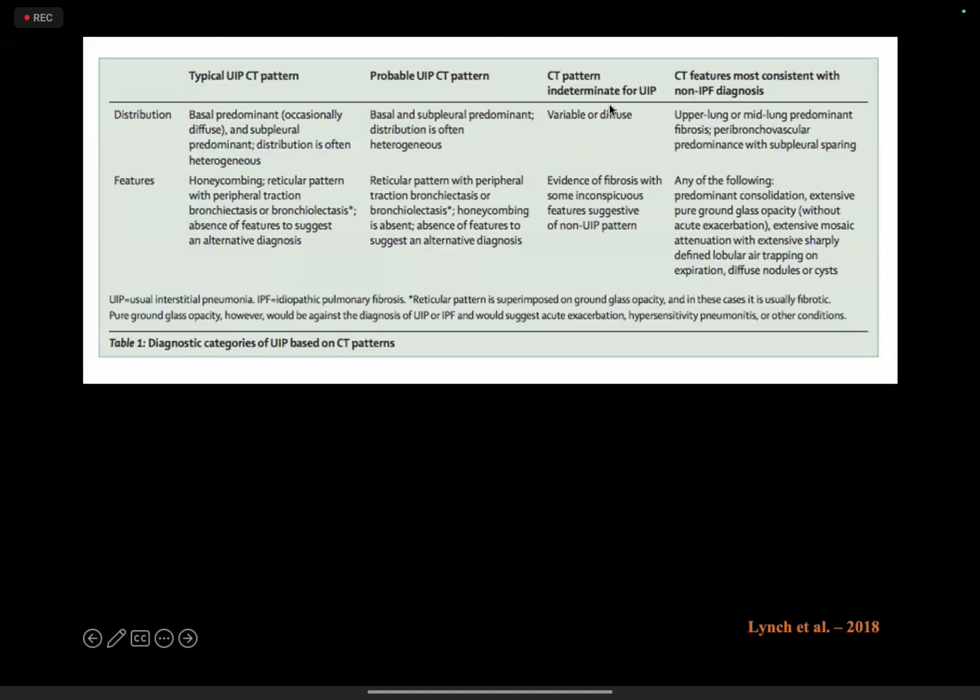There is something called indeterminate also, where after careful analysis you cannot put it in one of the remaining three buckets. If there is variable or diffuse involvement and some inconspicuous features, then you can label it as indeterminate also, but typically we try to divide into one of these three buckets.